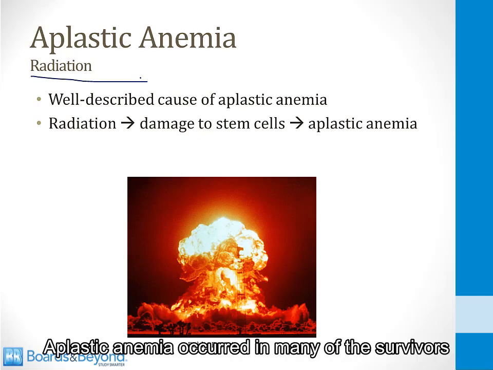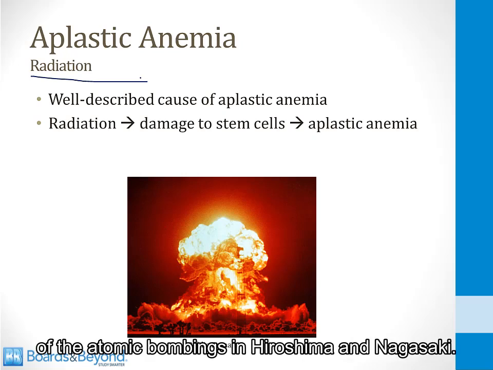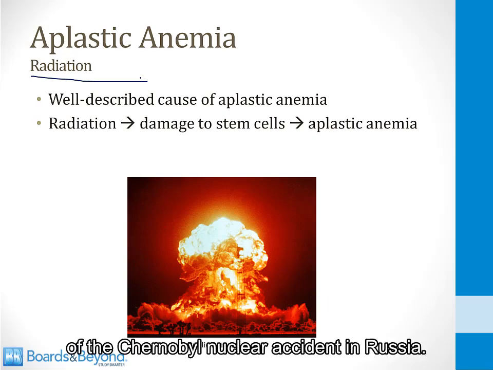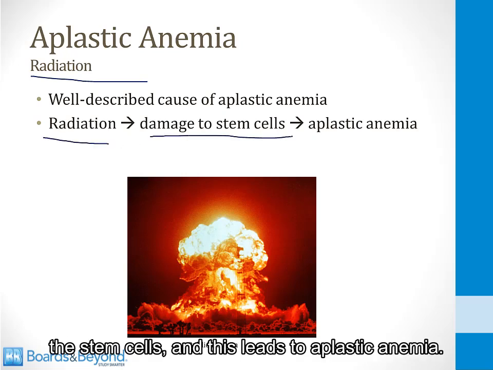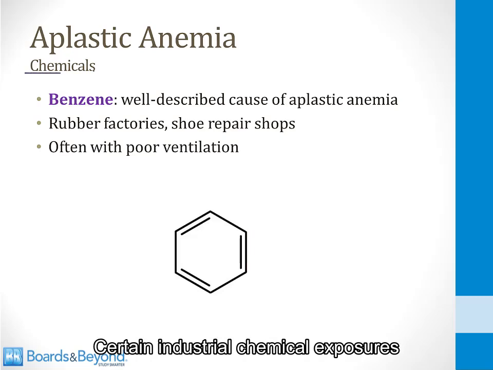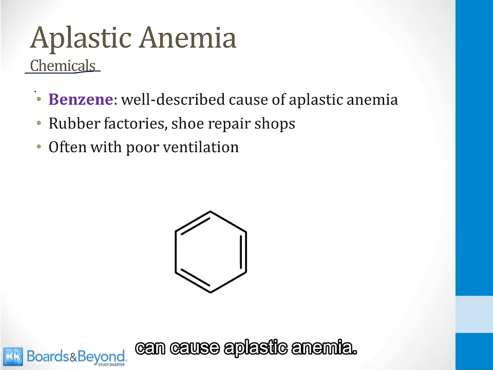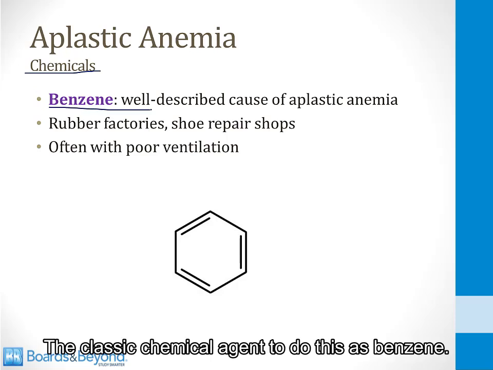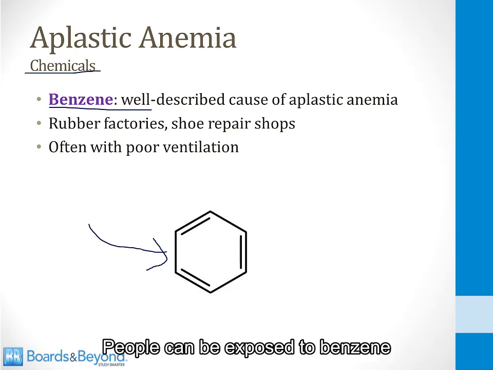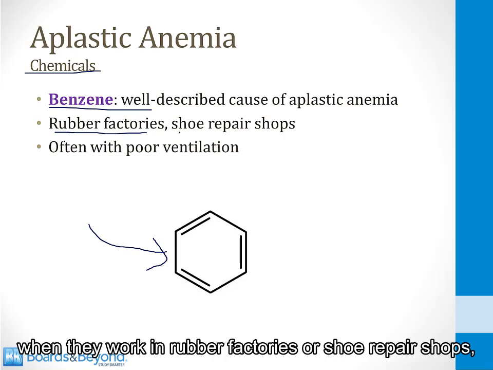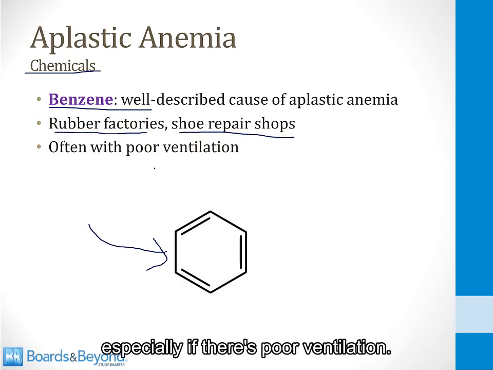Radiation is another well-described cause of aplastic anemia. Aplastic anemia occurred in many of the survivors of the atomic bombings in Hiroshima and Nagasaki. It also occurred in survivors of the Chernobyl nuclear accident in Russia. The way this happens is that radiation damages the stem cells, and this leads to aplastic anemia. Certain industrial chemical exposures can cause aplastic anemia. The classic chemical agent to do this is benzene. This is a picture of a benzene ring on the screen to remind you of that.